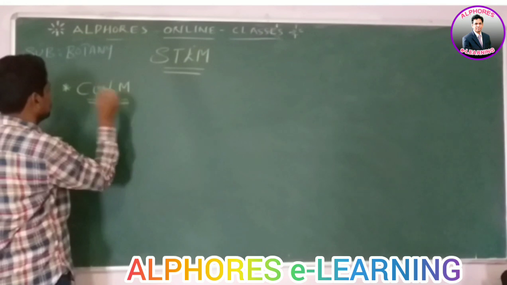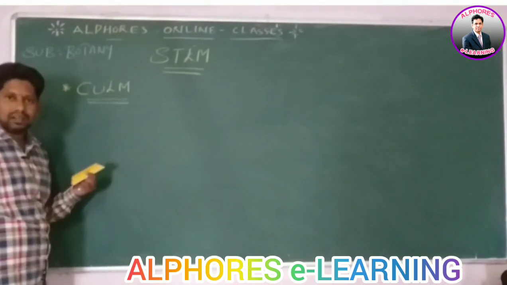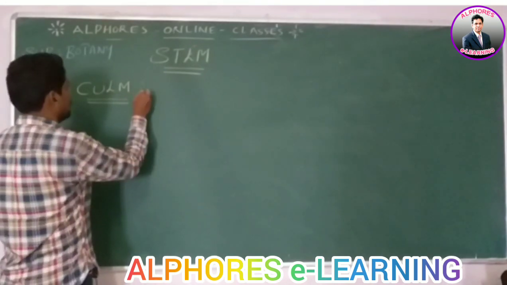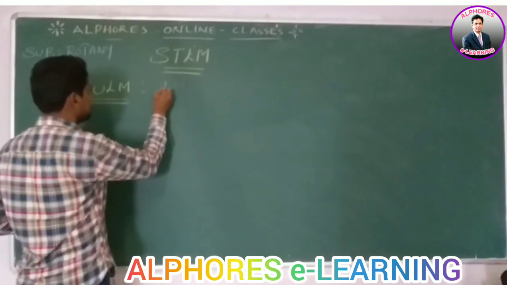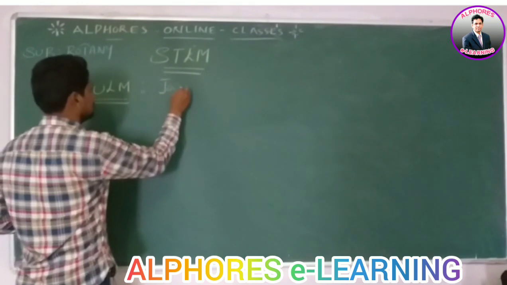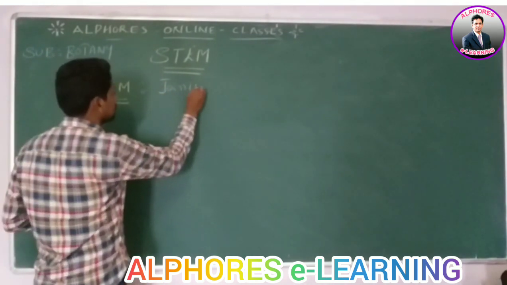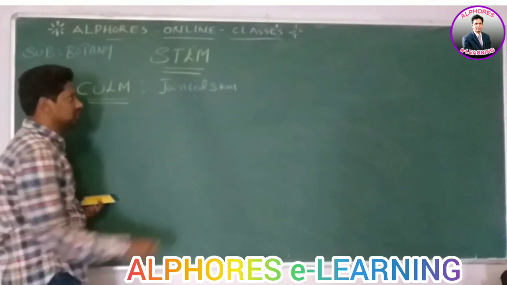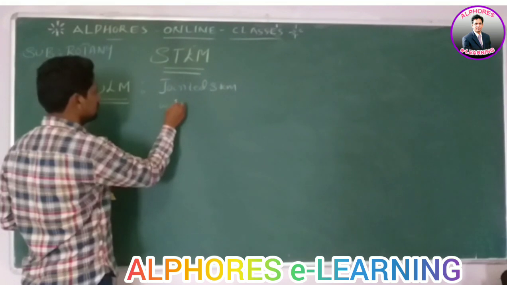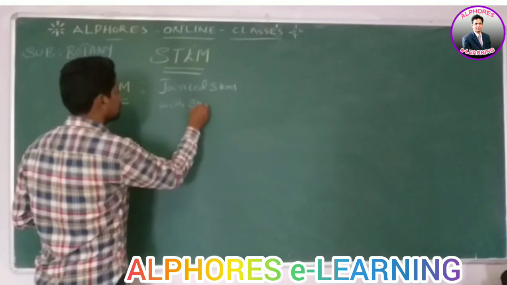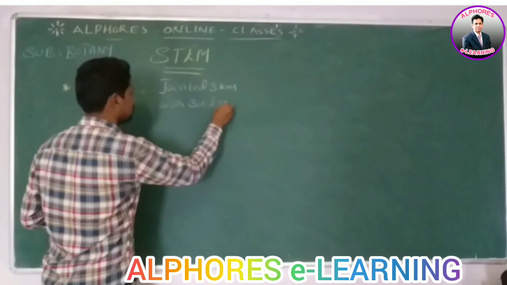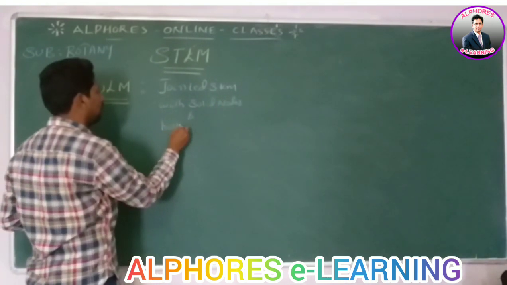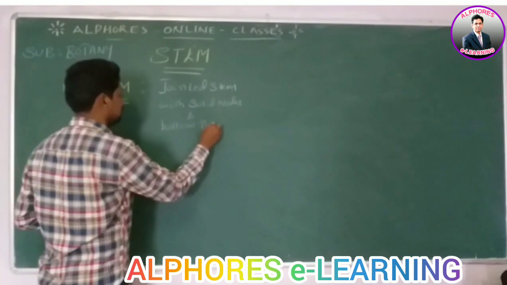Culm. What is the meaning of culm? Culm means jointed stem. Jointed stem with solid nodes and hollow internodes.